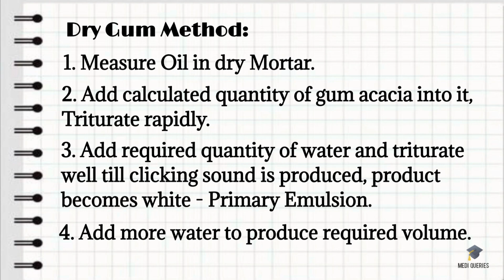We have to take care until we get the clicking sound. We should stir continuously and not give any gap while triturating. Once you give a gap, there is a chance of air entering into it, and that may cause cracking of the emulsion. So we have to triturate continuously until we get the primary emulsion. Once we get the primary emulsion, the process will be easy for us to form the final product. Then add more water to produce the required volume.